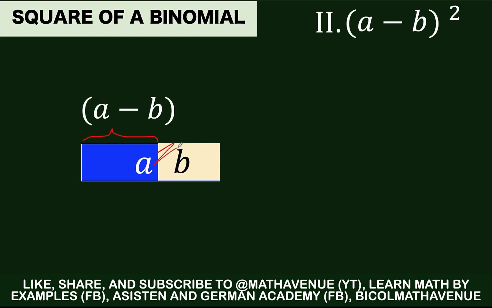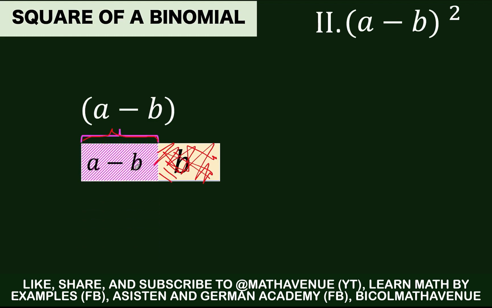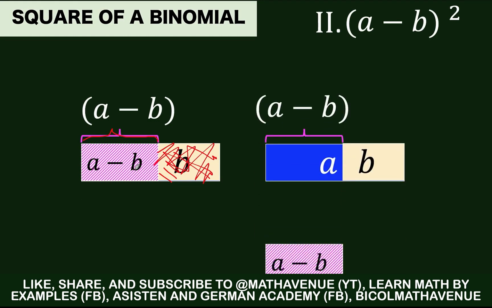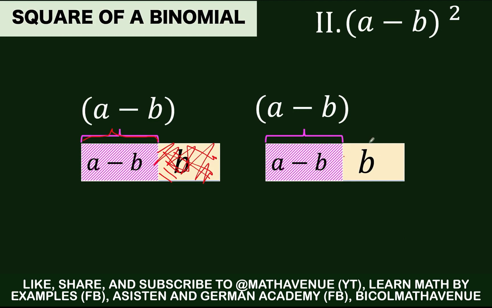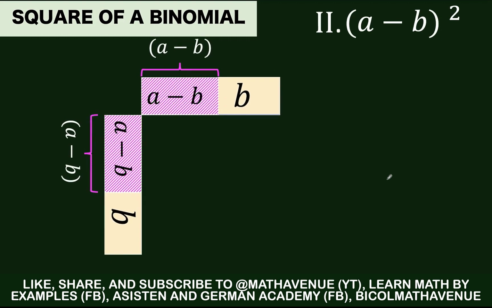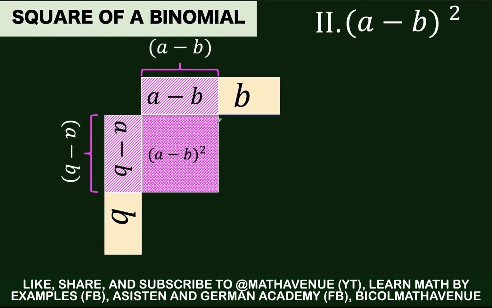That means we need to remove this part. That is the meaning of minus B. Take this away. Remove this. Cut this. So this is A minus B. Then we have another A minus B. So we have the same representation. That means we need to remove this part also. So to multiply now the quantity A minus B times the quantity A minus B, we are only after this smaller square. We want to remove this extra space.